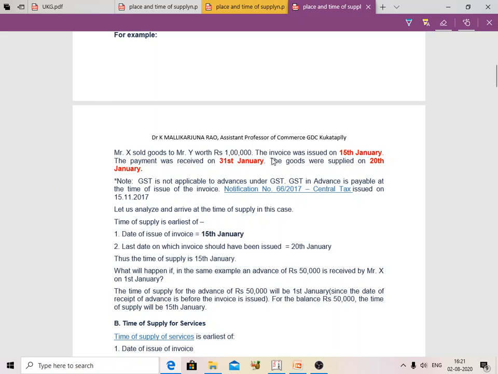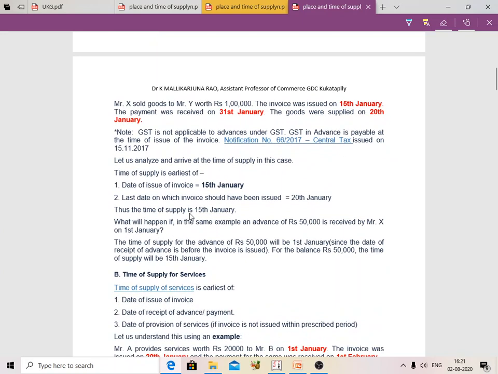In this case, what is the time of supply? Let us analyze and arrive at the time of supply. The time of supply is whichever is earlier: either the date of issue of invoice, 15th January, or the last date by which the invoice should have been issued, 28th. Between these two days, we take the time of supply as 15th January.